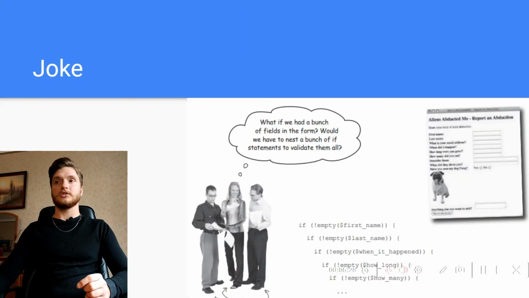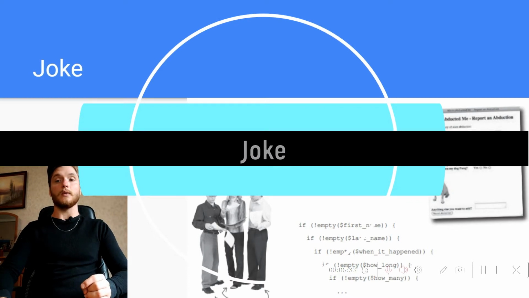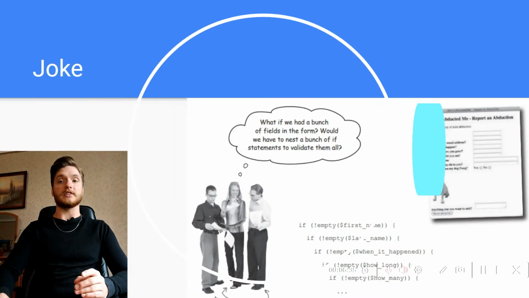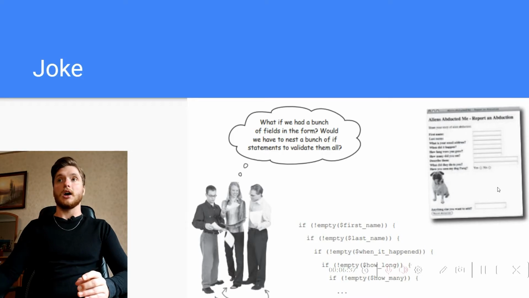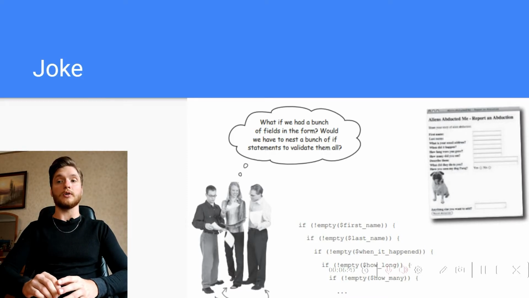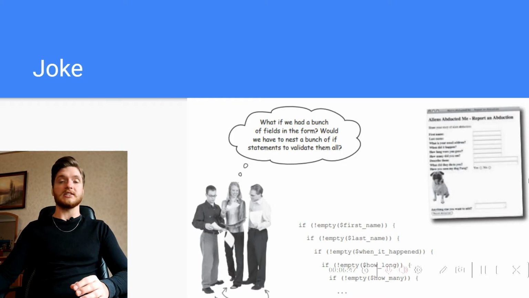Joke, what if we had a bunch of fields in the form? Would we have to nest a bunch of if statements to validate them all? Owen's from earlier in the book is an example of how more form fields result in a bunch of messy nested if statements. This much nesting makes it hard to keep track of curly braces.